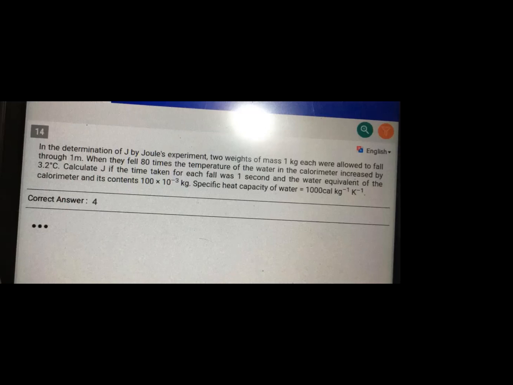So now you know the height through which that 1 kg mass is falling. Each time it falls, you know your delta U. Now it falls 80 times, so usko 80 se multiply karo. So you are getting the total amount of energy. It will be mgh into 80.